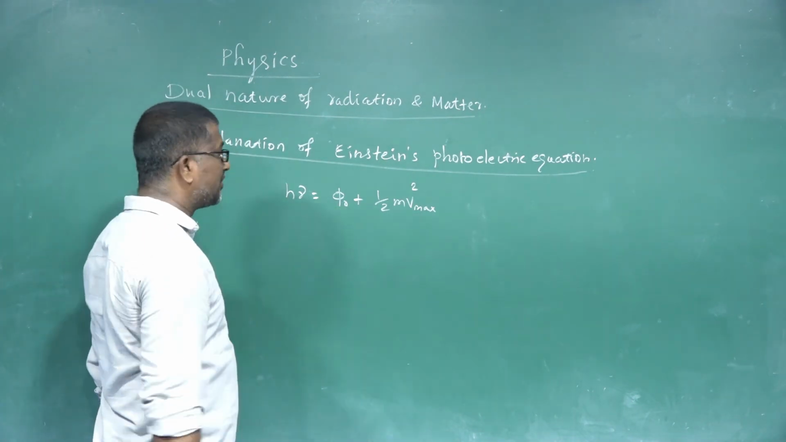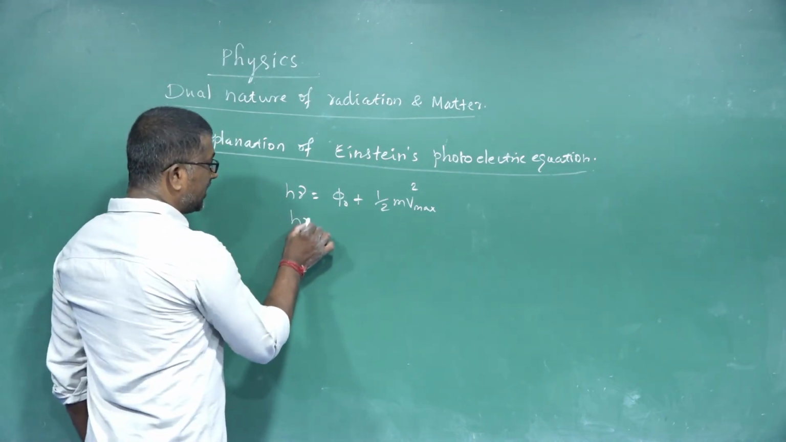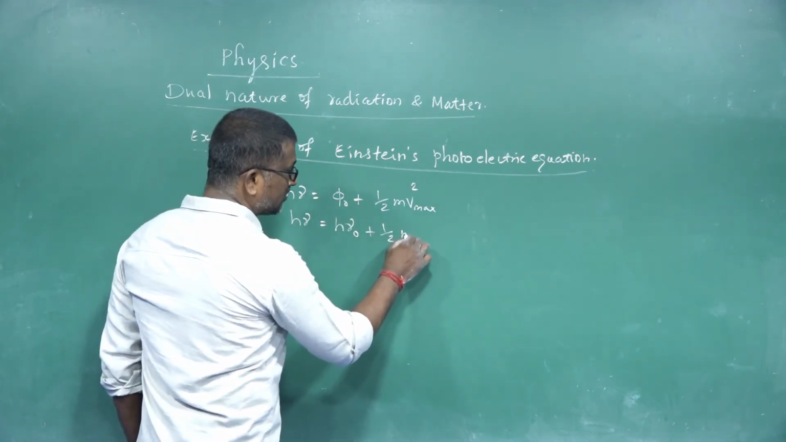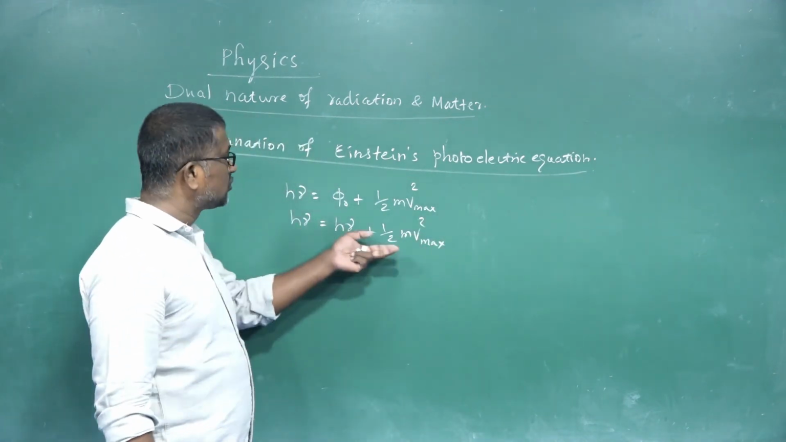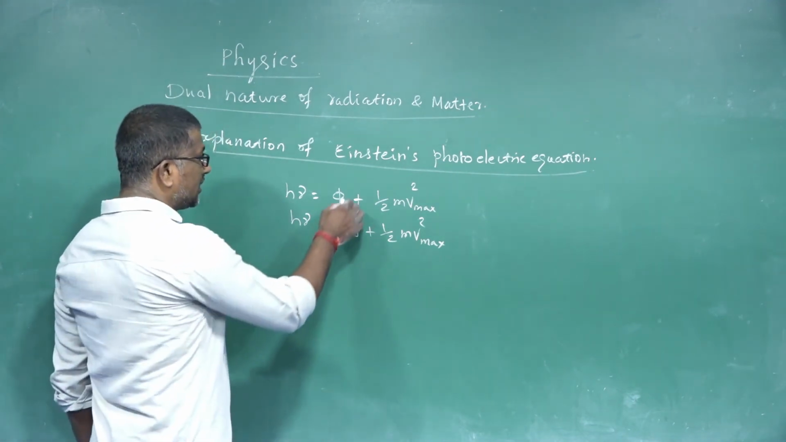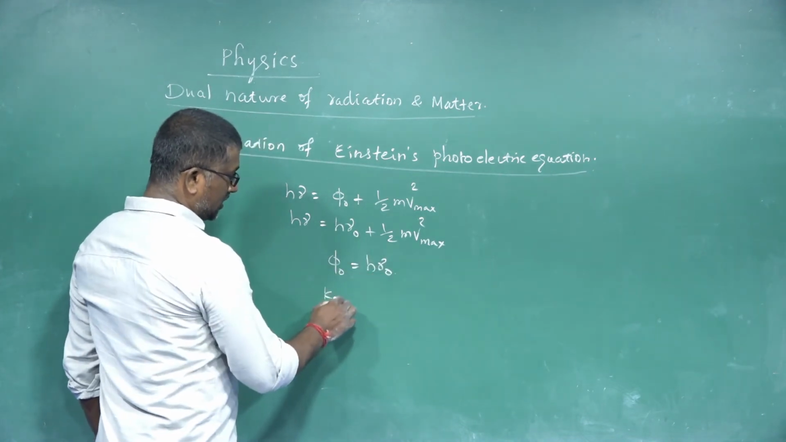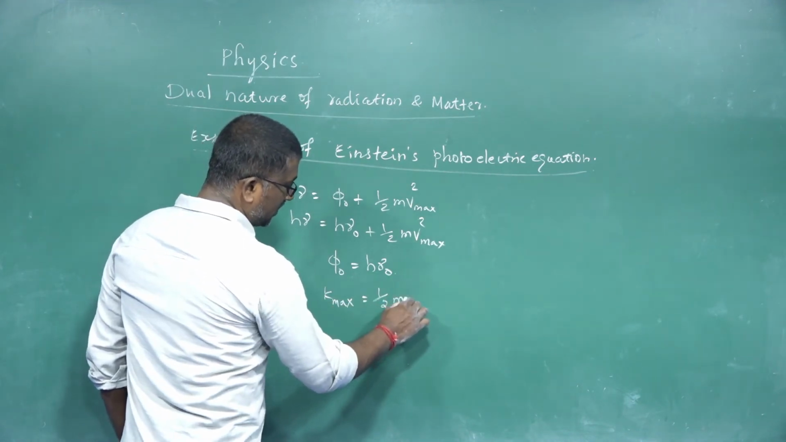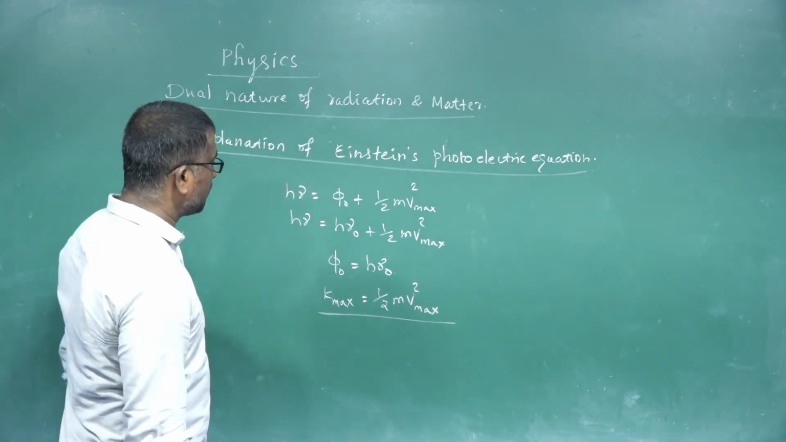Phi naught is the work function of the metal, and h nu is the energy of the incident photon. So h nu is equal to h nu naught plus half m v squared maximum. This is also called the Einstein photoelectric equation. Here phi naught is equal to h nu naught, and the maximum kinetic energy of the emitted photoelectron is half m v squared maximum.